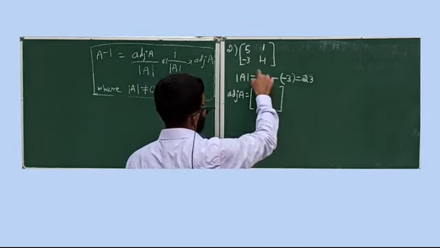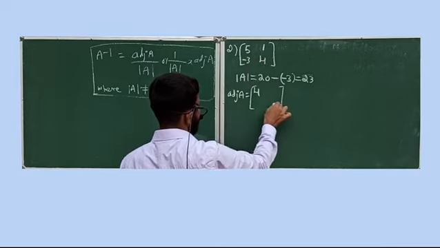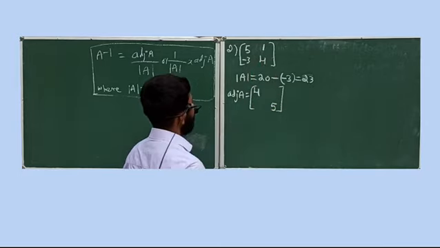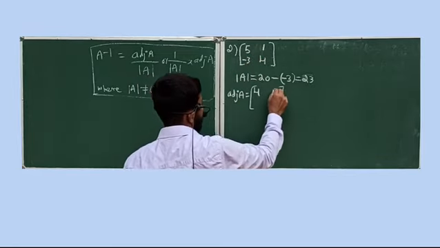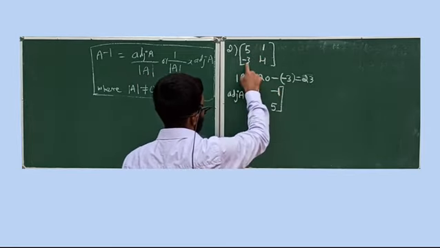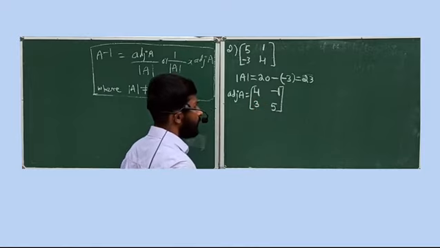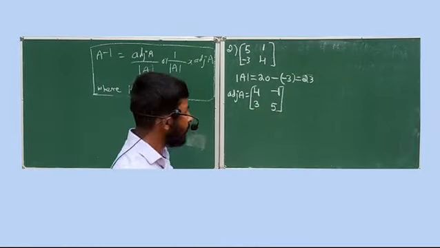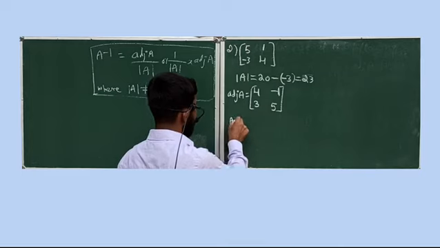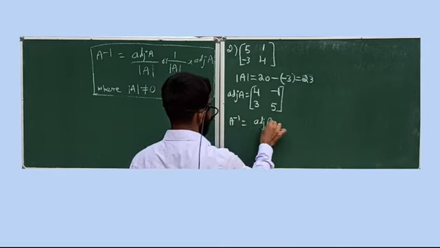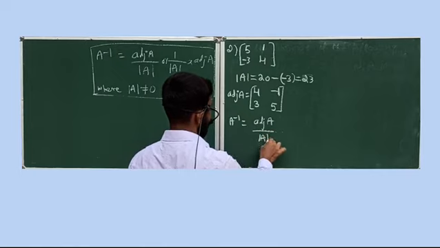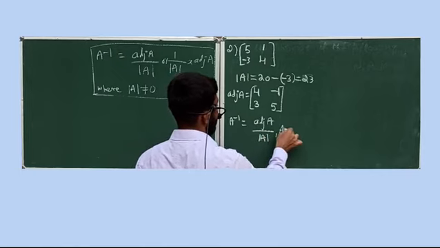Next, adjoint A is equal to, again see, this is a square matrix of order 2 given. Interchange the diagonal entries. 4 comes here, 5 comes here. Then change the sign of the non-diagonal entries. Plus 1 is there here, right? Minus 1. Minus 3 is there right here. Plus 3. Okay.